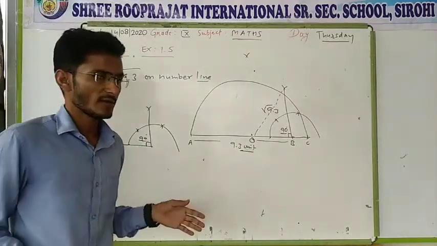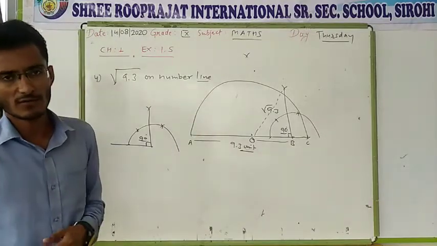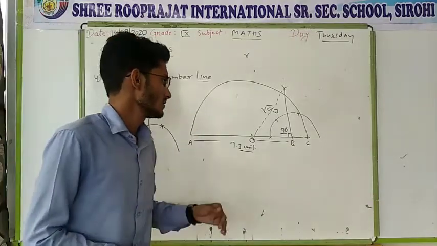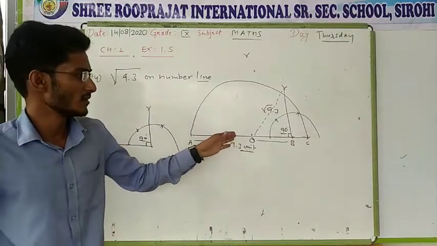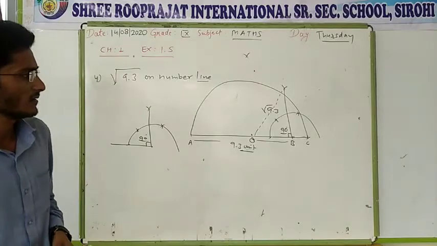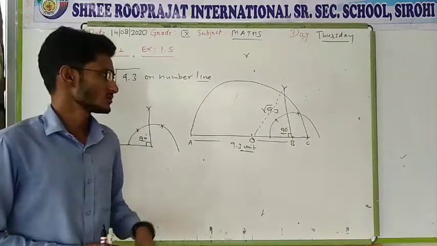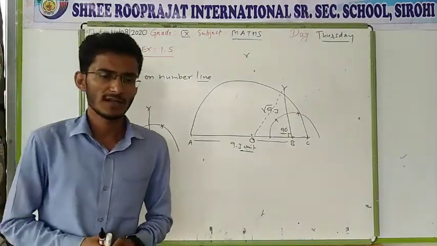So if you have any problem, you can ask again. Next time I will draw with the protractor. Okay, so that's how you can represent any number on the number line. Okay, so thanks for today. Solve all the questions in your notebook and send me.